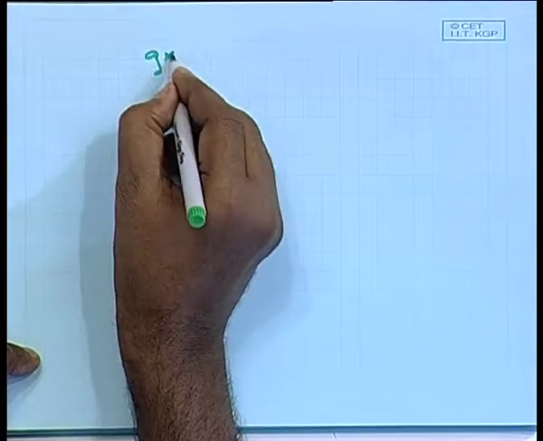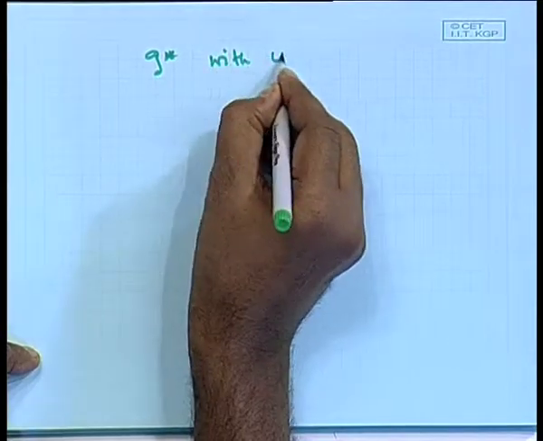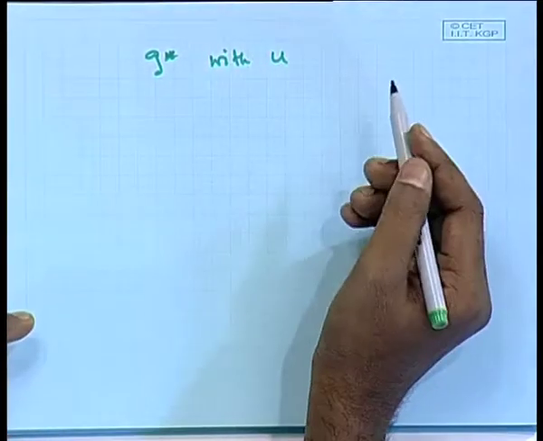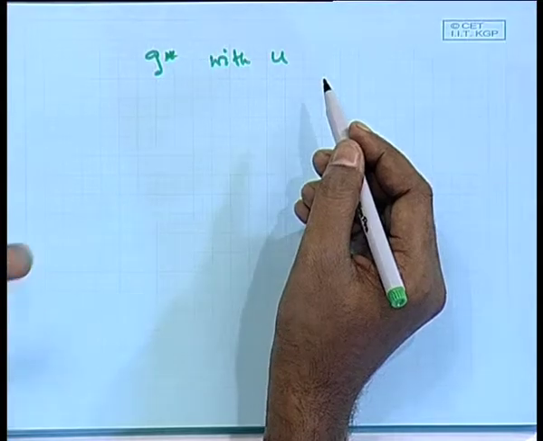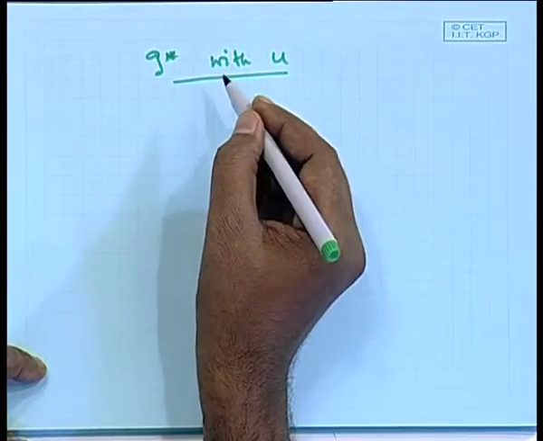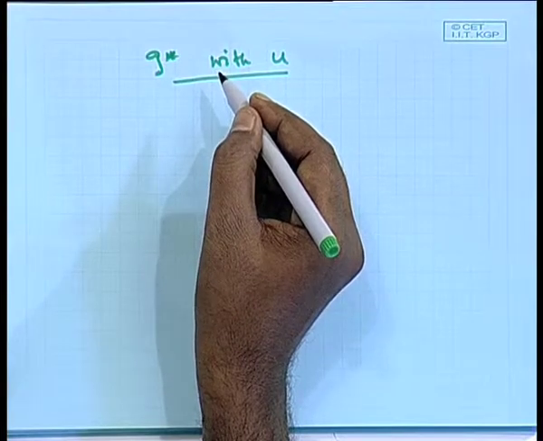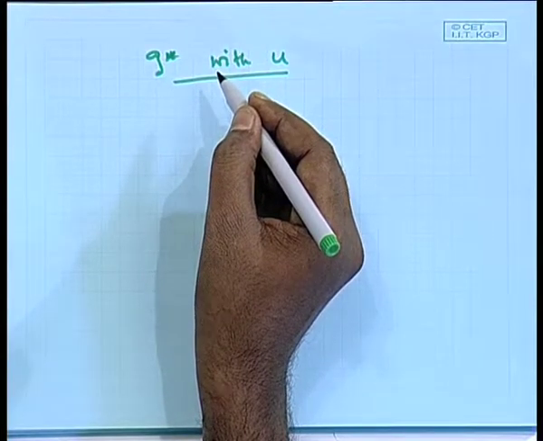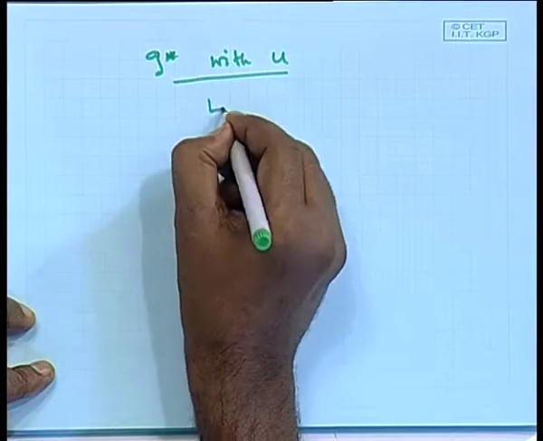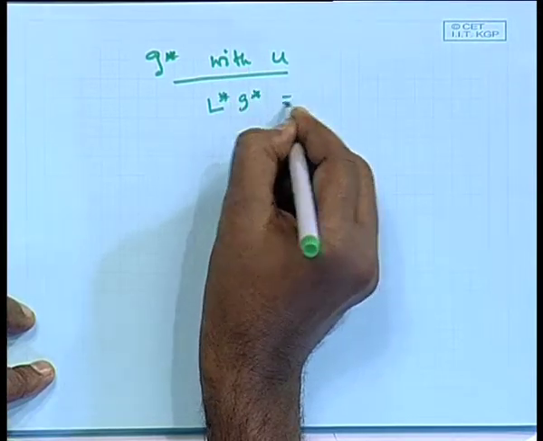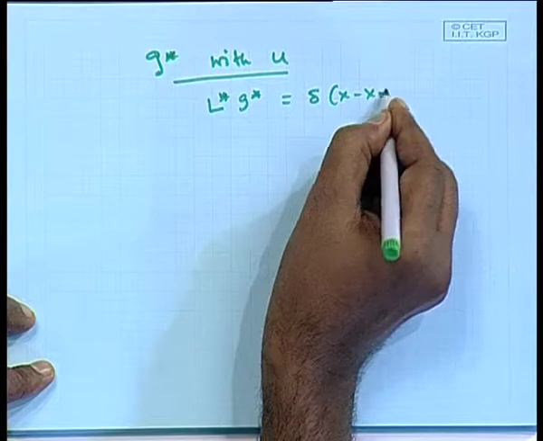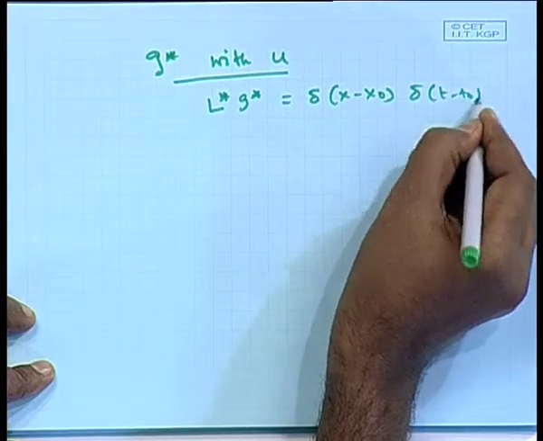Now you have to connect G star with U, exactly like G and U, and integrate. Okay. So for that, if you remember, you have to write down the governing equation for G star. What is the expression for G star? L star G star is equal to delta x minus x naught delta t minus t naught.